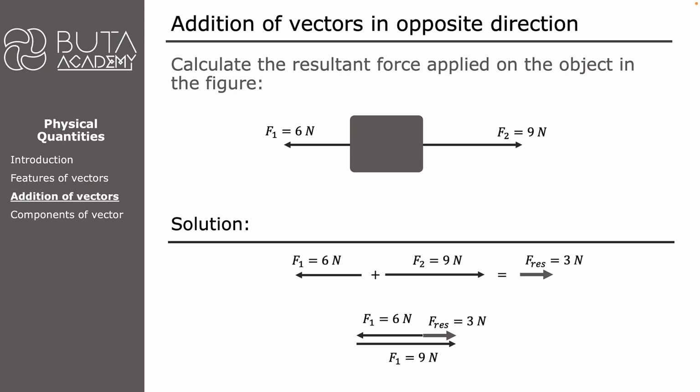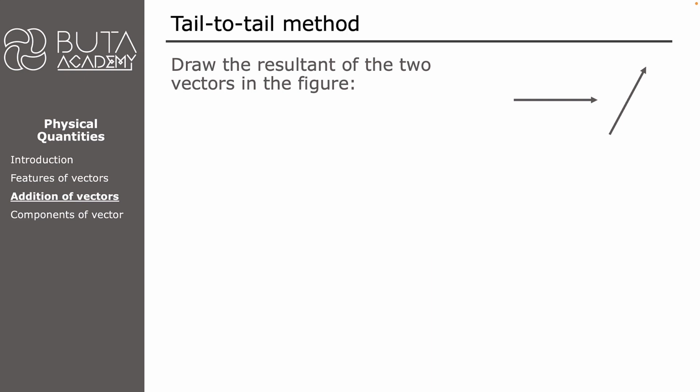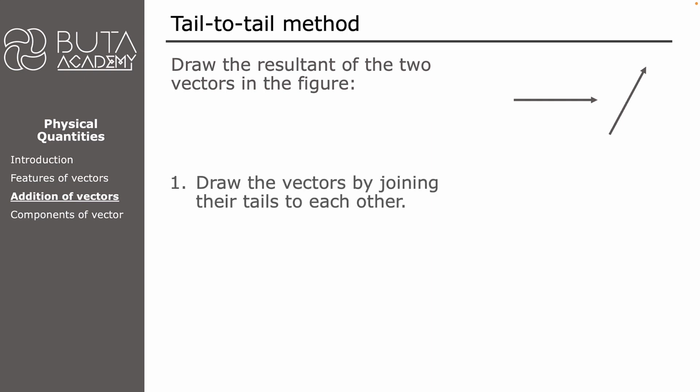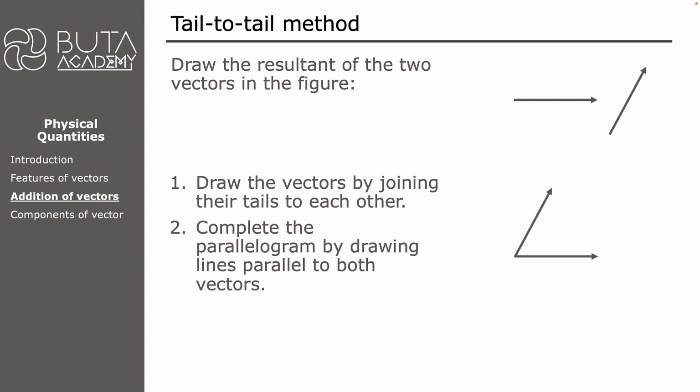Now we are going to learn two methods to add vectors which are not in the same or opposite direction. In other words, which are not parallel. The name of the first one is tail-to-tail method. The name of the method gives us hint about the steps we must take. First, we draw two vectors by bringing their tails together. Then, from the heads of each vector, we draw parallel to the other one. As a result, we are getting a parallelogram shape.